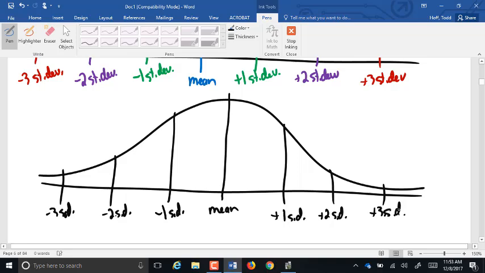I'll give you a second to catch up on drawing if you need me to. I actually have to draw it. My curves are really crooked too.